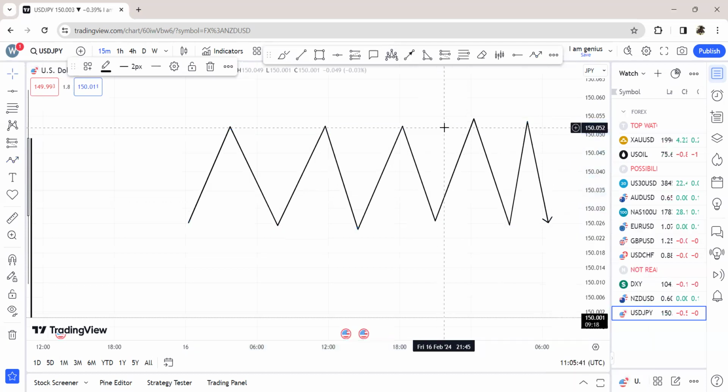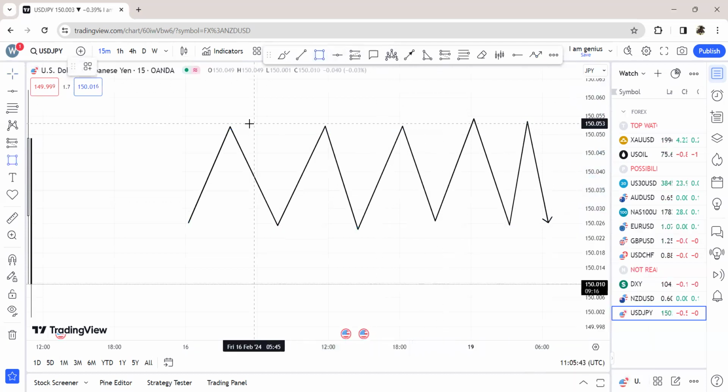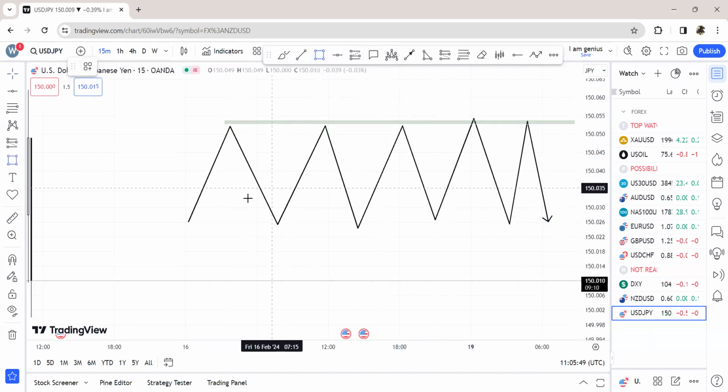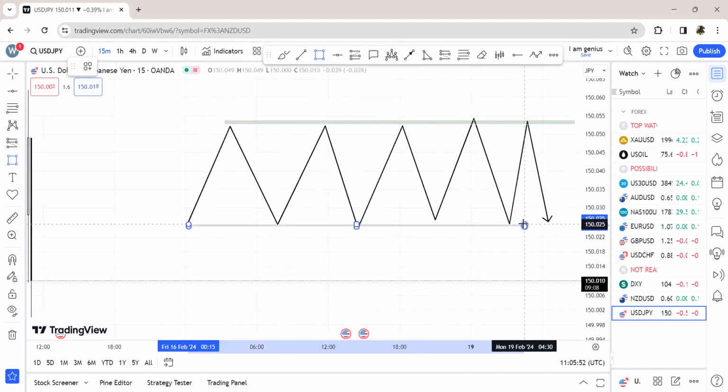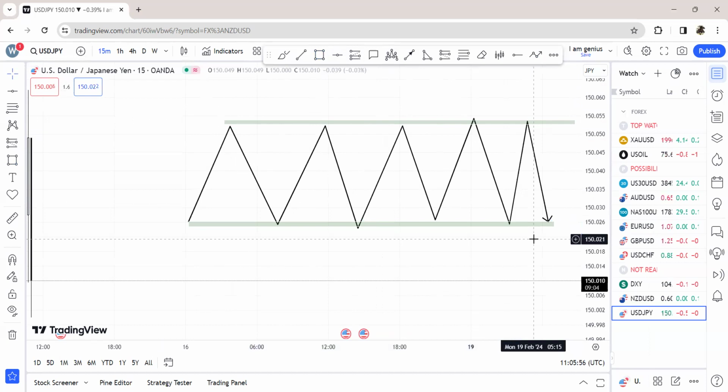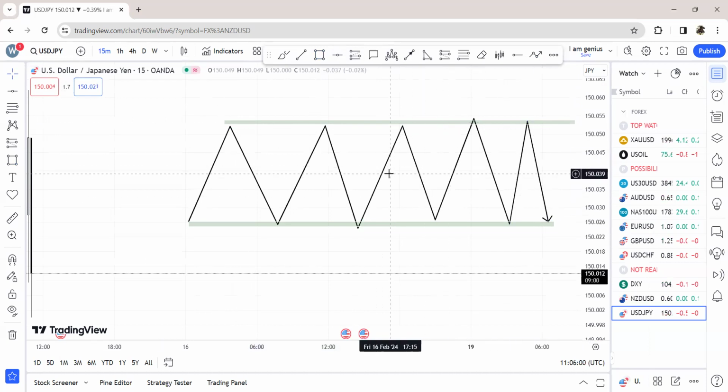Like that. It's failing to break past this resistance level or to break past this support level. But if you're new to trading, I wouldn't recommend you trade such types of markets.